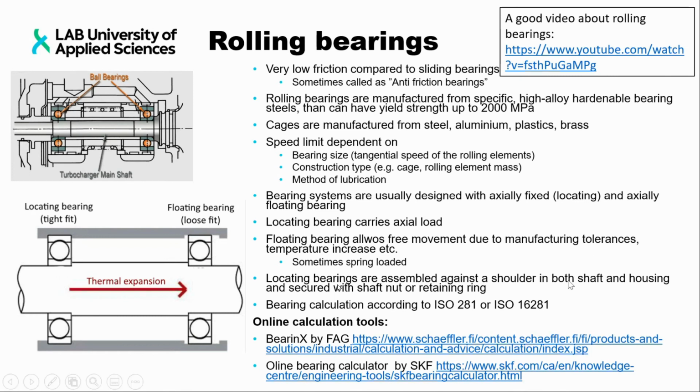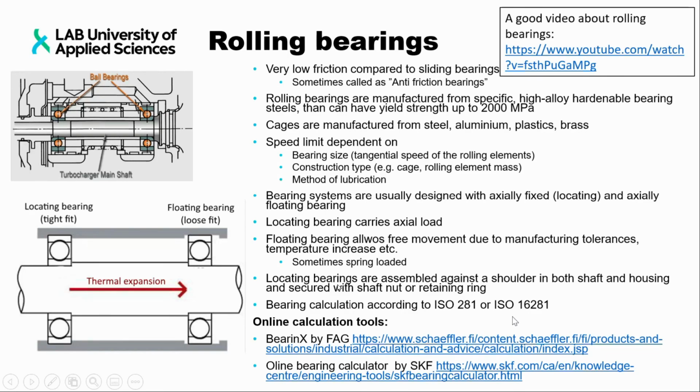Bearing calculation we will look at further and in more detail next time. It will be according to ISO 281 or ISO 16281. Both major European bearing manufacturers, FAG Schaeffler from Germany and SKF from Sweden, provide online calculation tools which we can use for designing and calculating your bearing setups. Next time we are going to look at this SKF calculator a bit and make a simple calculation with it.